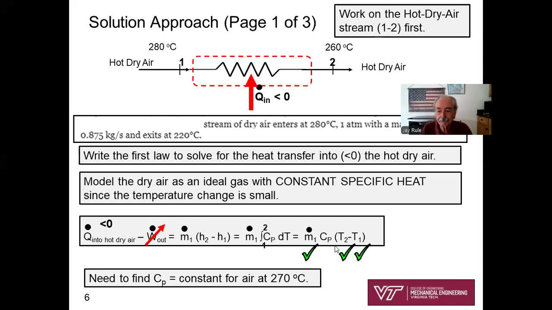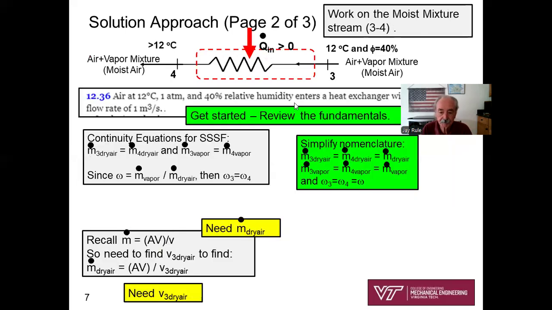And so we'll look up C sub P for the hot, dry air within our temperature range, and we're going to get the heat transfer is m dot times C sub P times (T2 minus T1). Pretty straightforward. Okay, next thing we'll do is focus on the moist air stream mixture, figuring that we've already got a value for Q dot in.